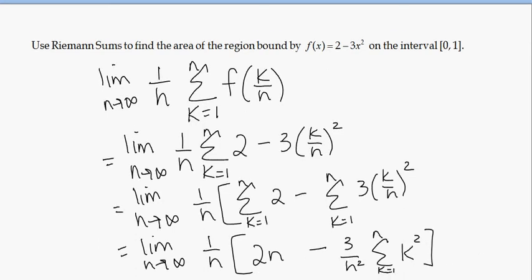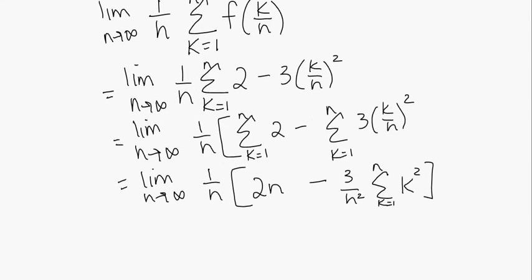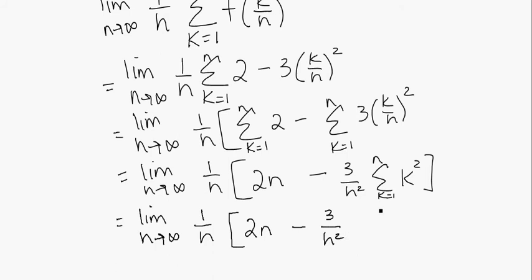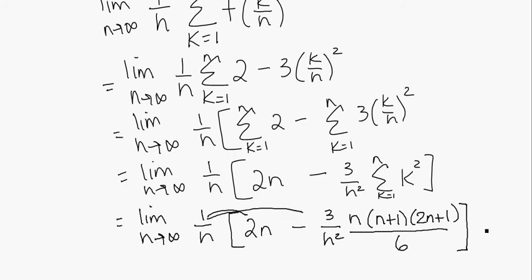And let me just give myself a little bit more space. So this is going to be the limit as n goes to infinity of 1 over n times 2n minus 3 over n squared. And I'm going to use the formula for the sum of the first n perfect squares. So that's going to give me n times n plus 1 times 2n plus 1 all over 6. Next, I'm going to distribute my 1 over n.